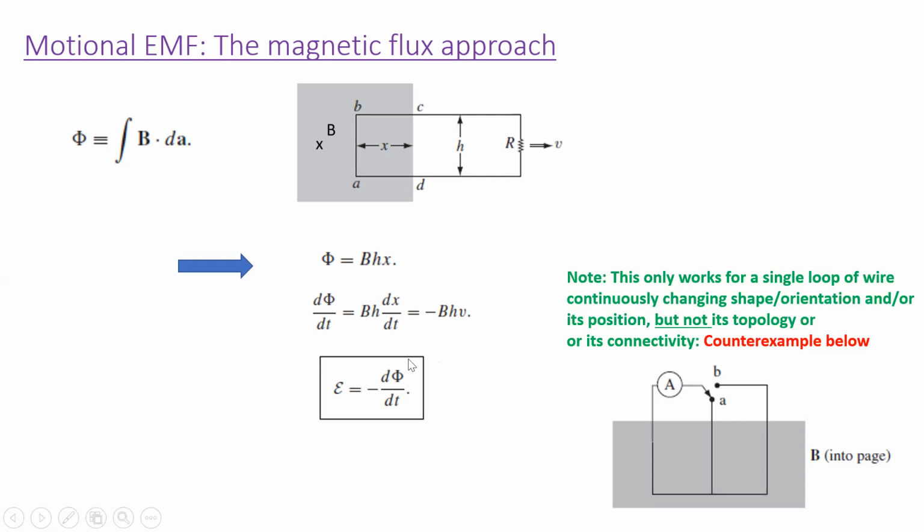So often we can use this expression, minus d phi dt, which will become Faraday's law next class. But sometimes, to calculate the motional EMF, we have to take a more direct approach, and we'll see an example of that in the class problems.